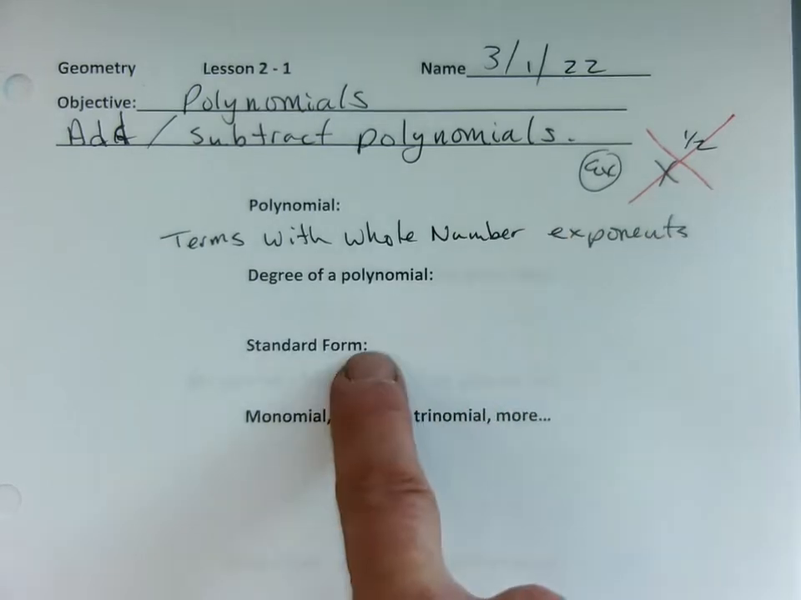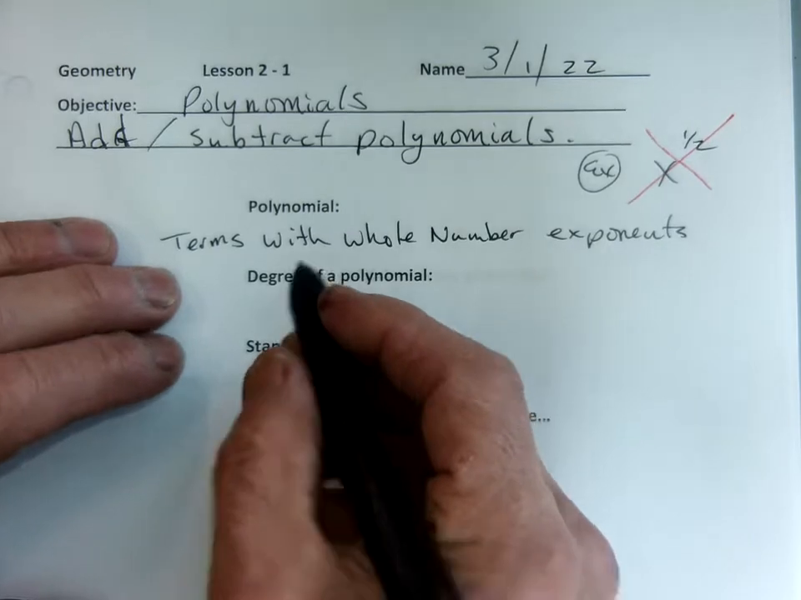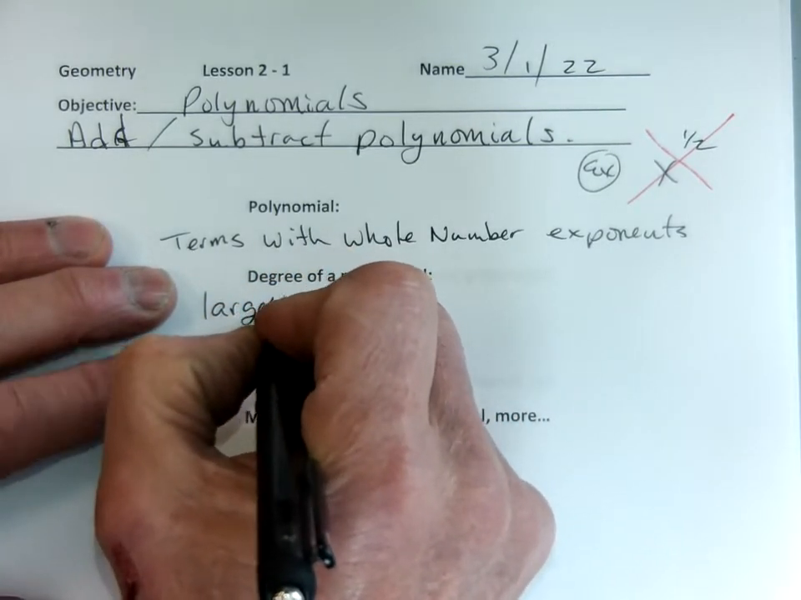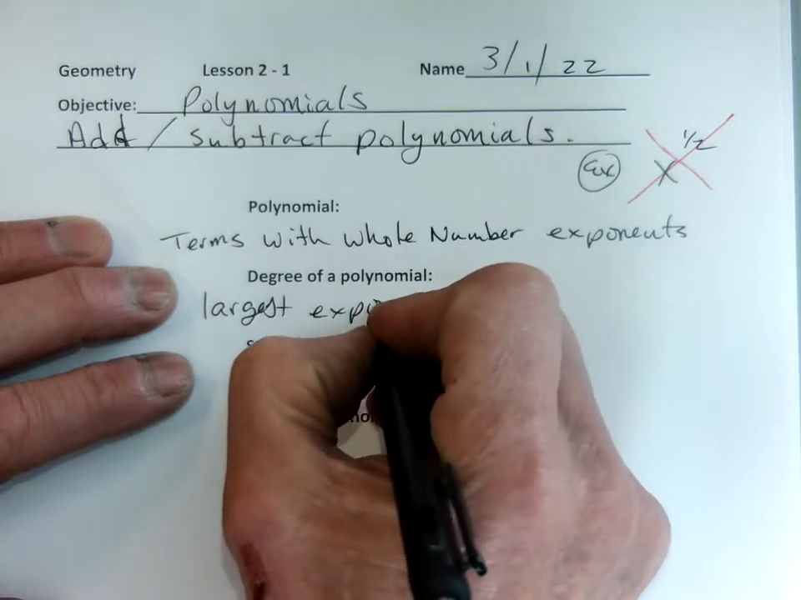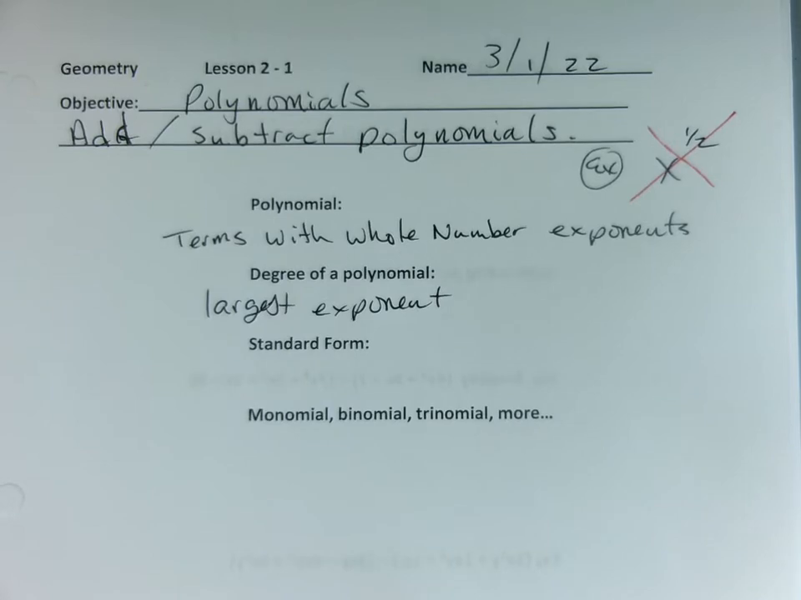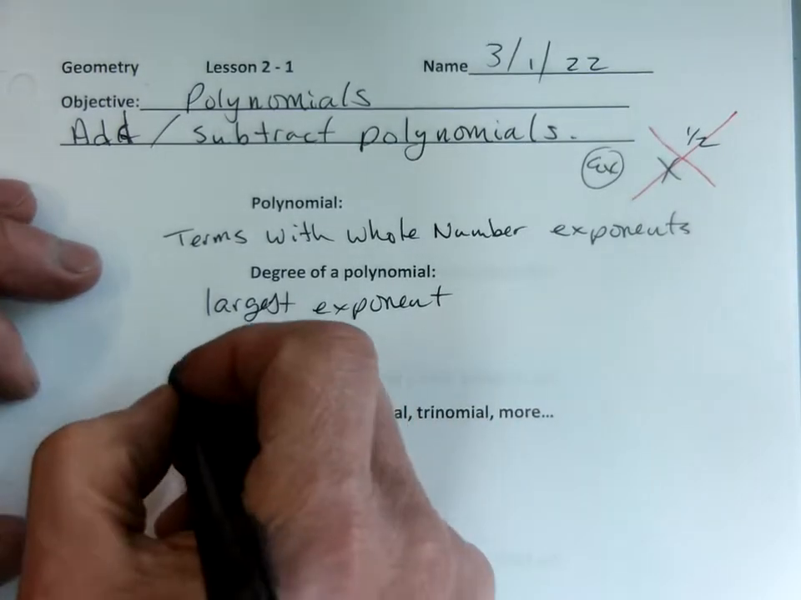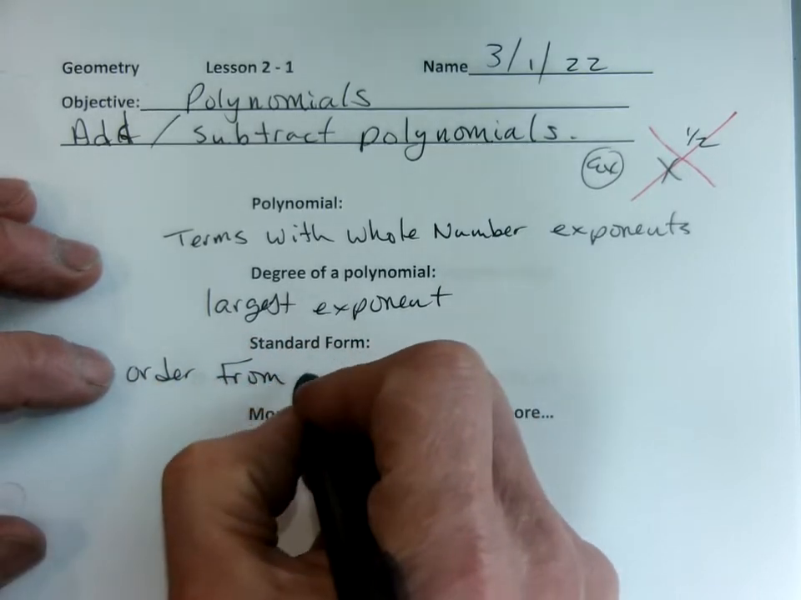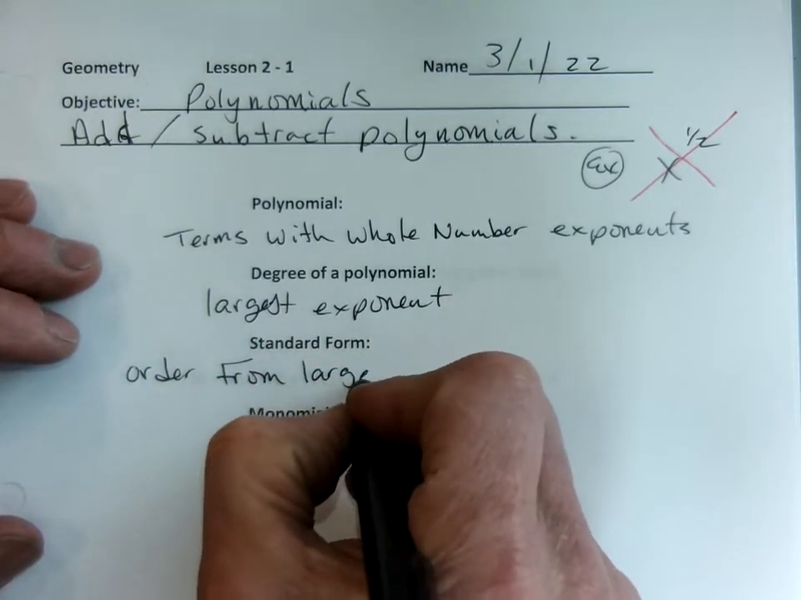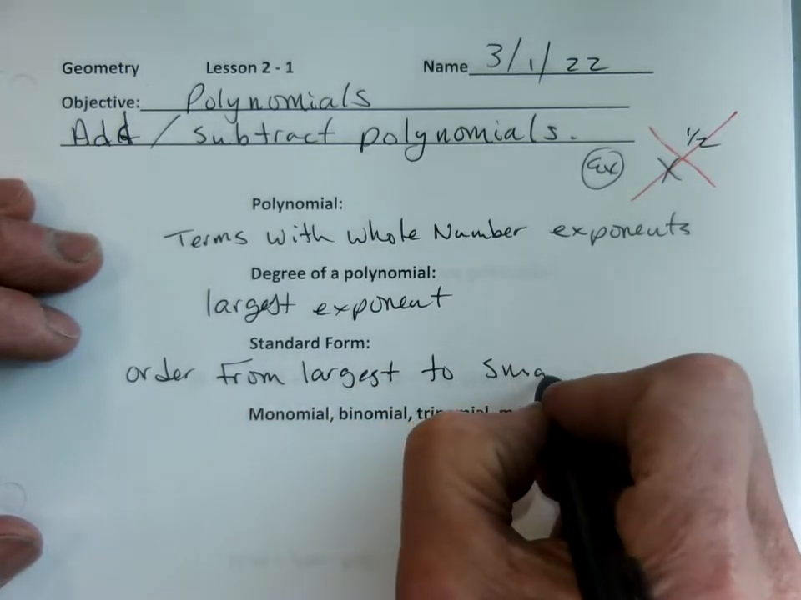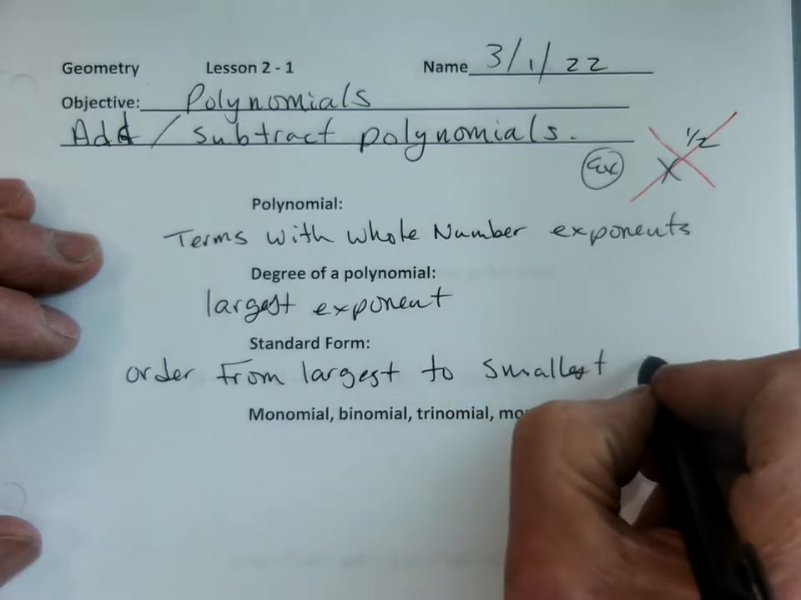Degree of the polynomial is the largest exponent. And standard form is just putting them in order from largest to smallest exponents.